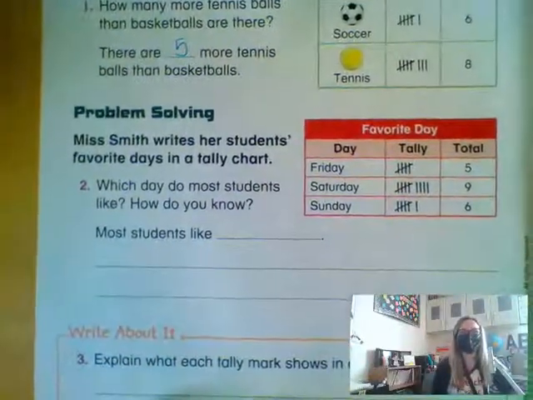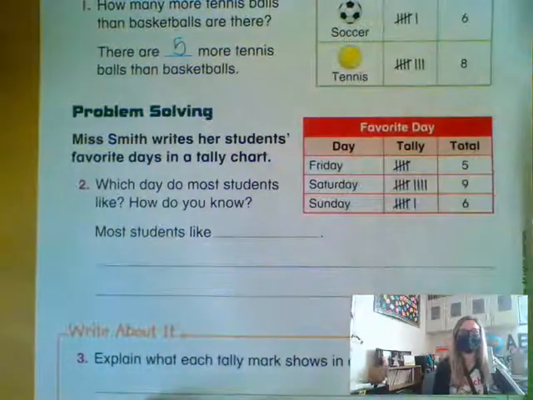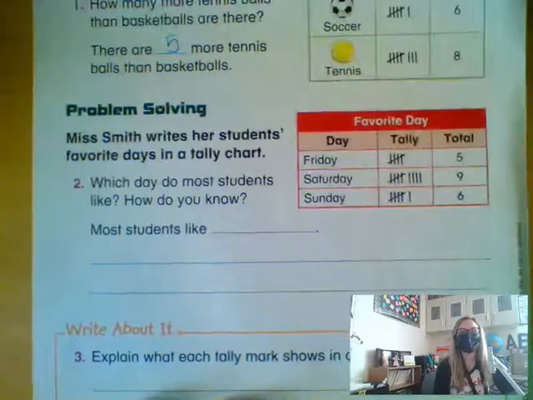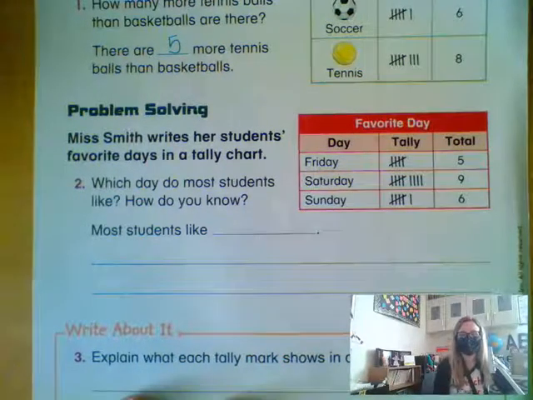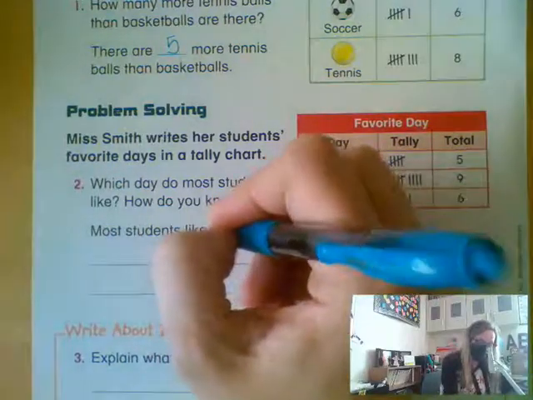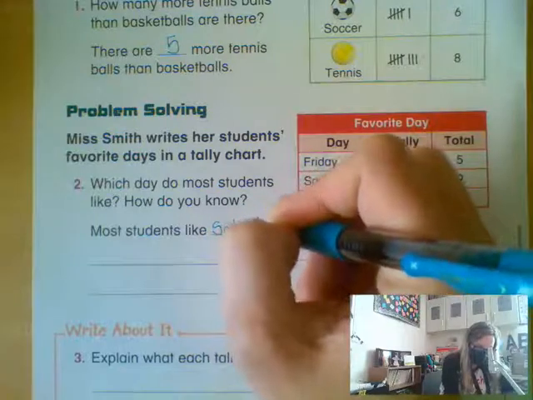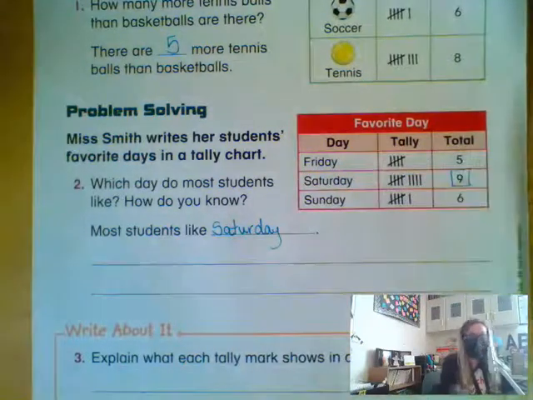Okay, down at the problem solving. Amelia, it says, Miss Smith writes her students' favorite days in a tally chart. Which day do most students like? And how do you know, Amelia? Saturday, because it has 9. Exactly. Saturday, because it has the most, right? It has the biggest number, so it's the most. That's the one they like the most.